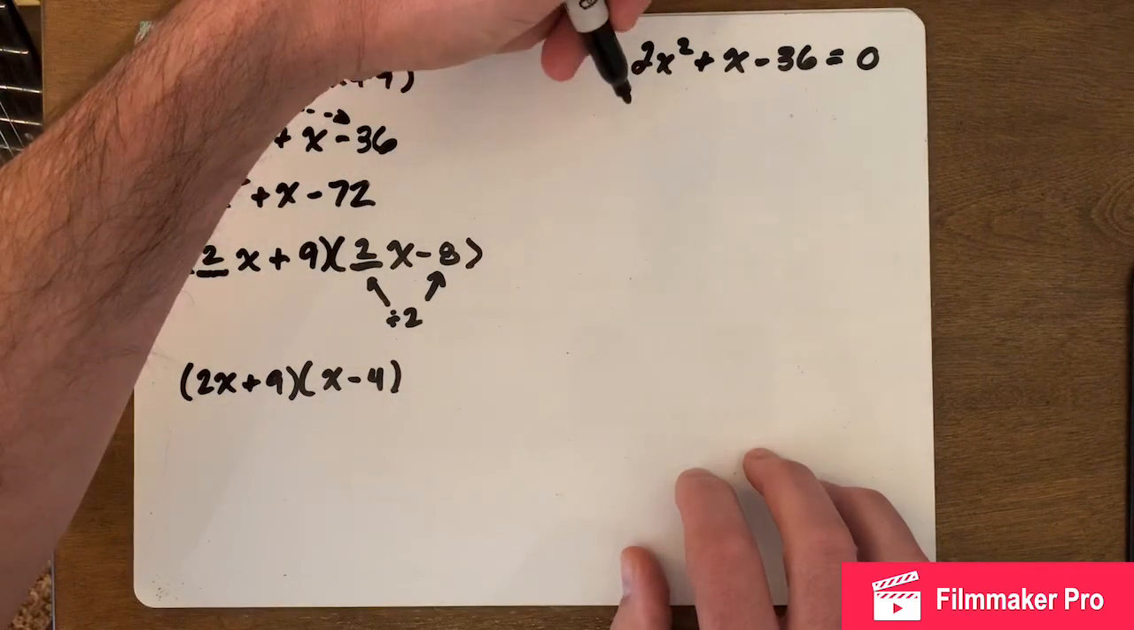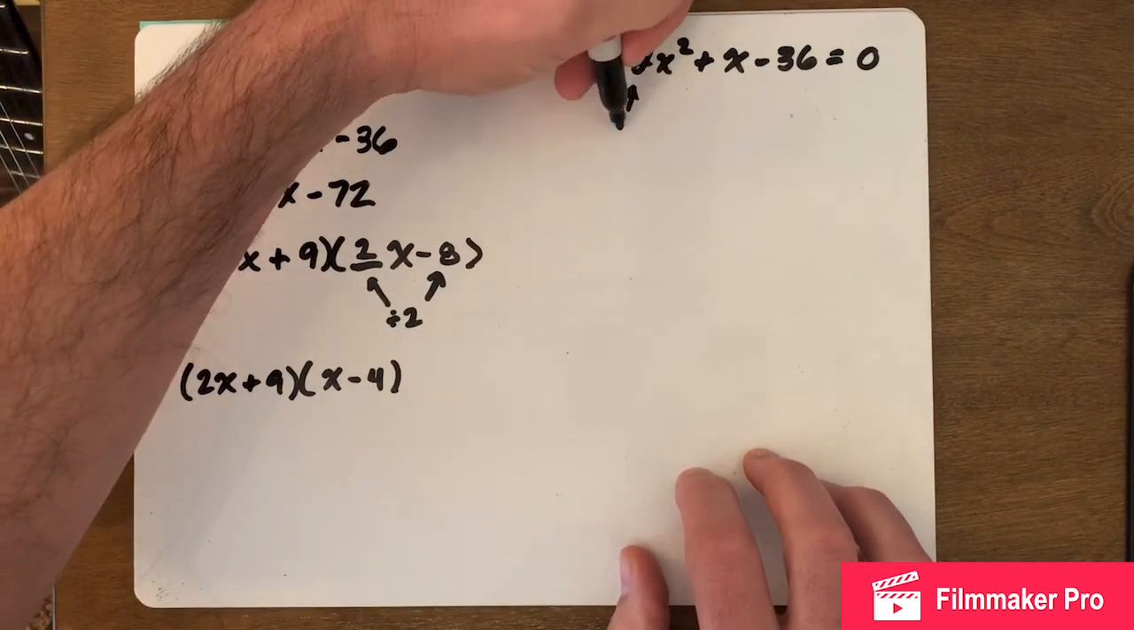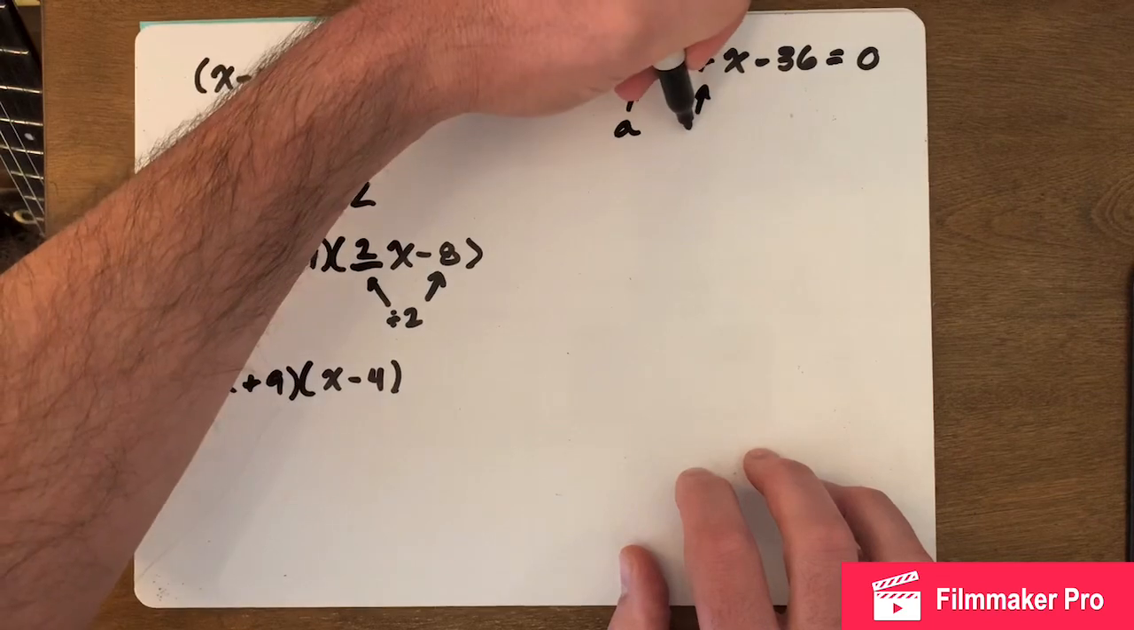So using the quadratic formula, we have an a value of 2. We have a b value of 1.